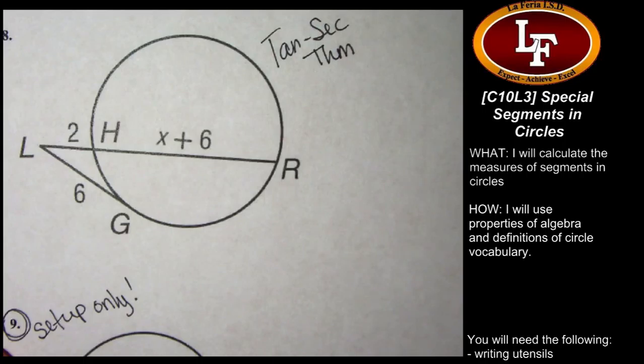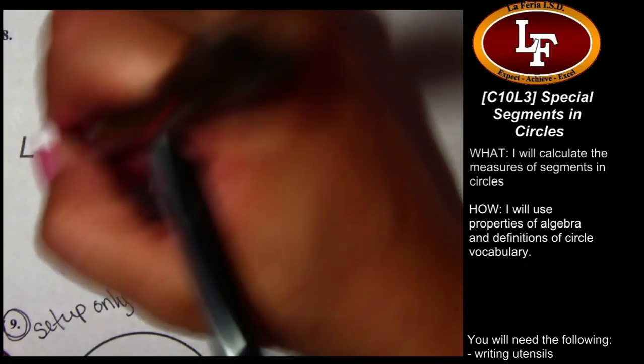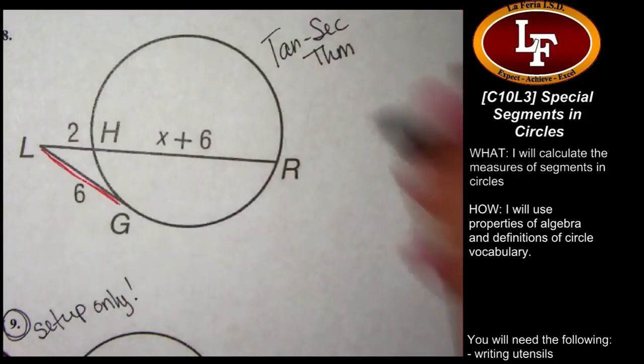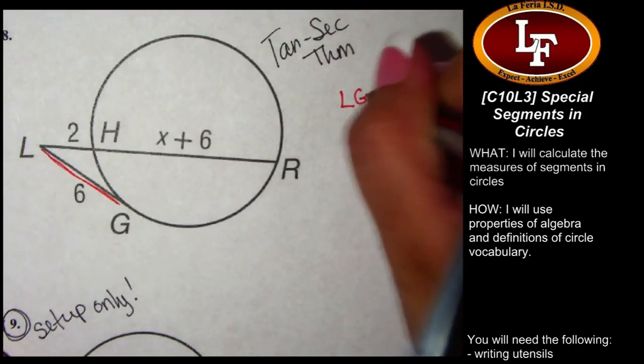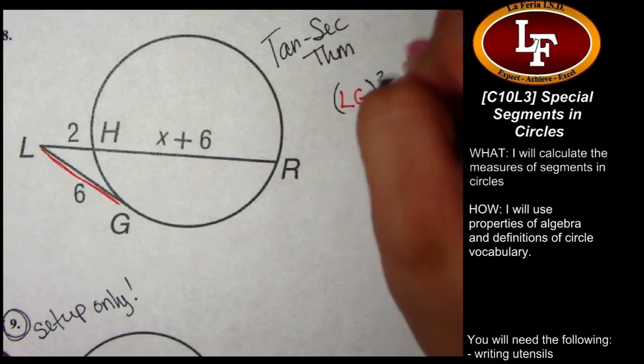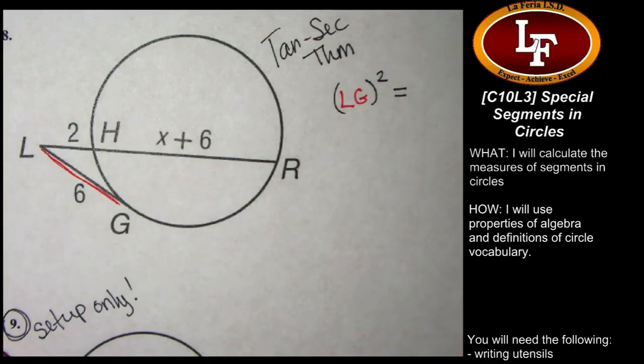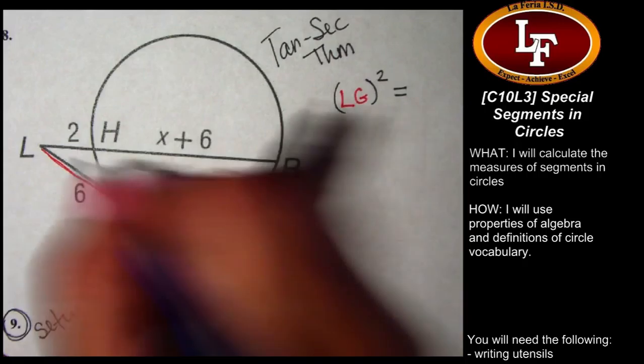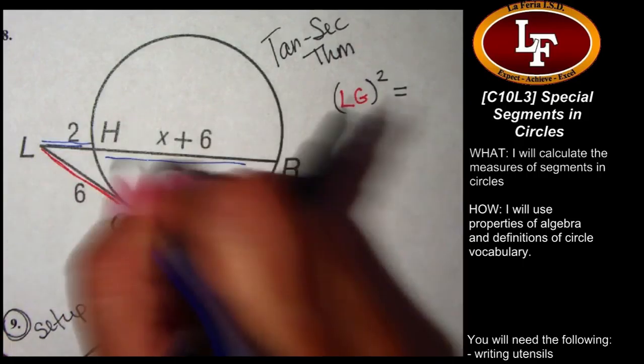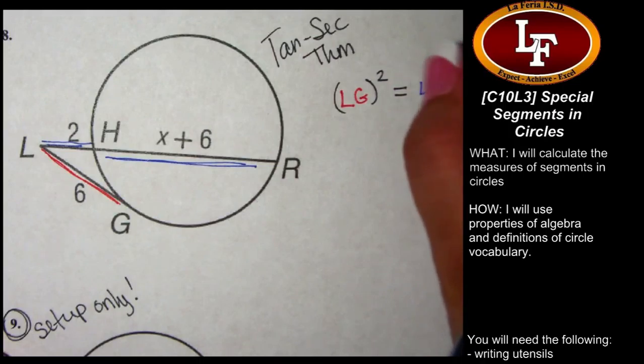What's the definition of tangent? It touches the circle in how many places? In 1. Yes. The secant is the line segment that touches in 2. So which one is the tangent? The LG. The LG is the tangent line. And so LG, we're going to square it. And then we're going to take the parts of the secant, this part and this part, and we're going to multiply them together.